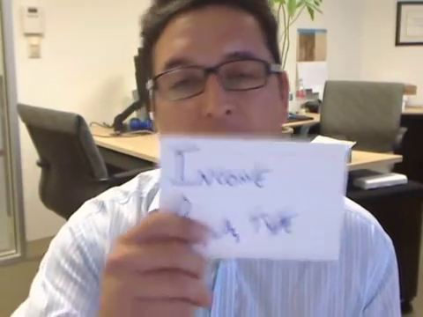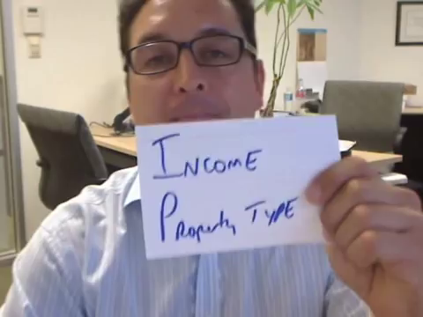The next letter in our acronym, CCIP, is P. P stands for property types. Now, what kind of property types are we talking about? Well, in Southern California here, we probably have a few basic definitions.